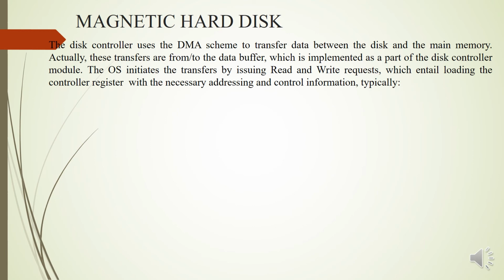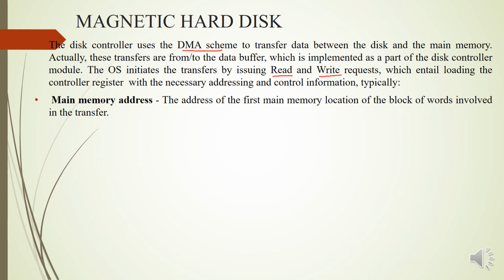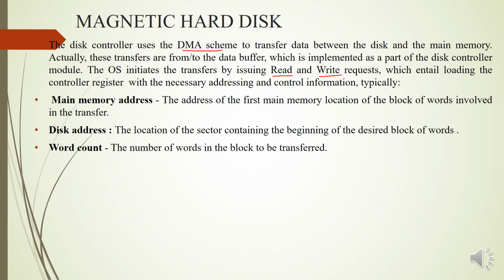The disk controller uses a DMA scheme to transfer data between the disk and the main memory. Actually, these transfers are from or to the buffer, that is the data buffer, which is implemented as a part of the disk controller module. The OS initiates the transfer by issuing a read or write request, which entails loading the control register with the necessary addressing and control information, typically the main memory address, disk address, and word count.